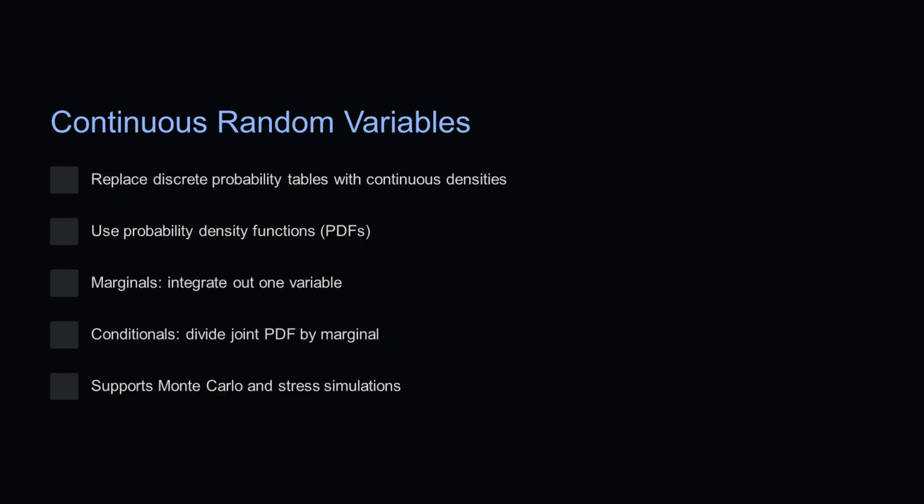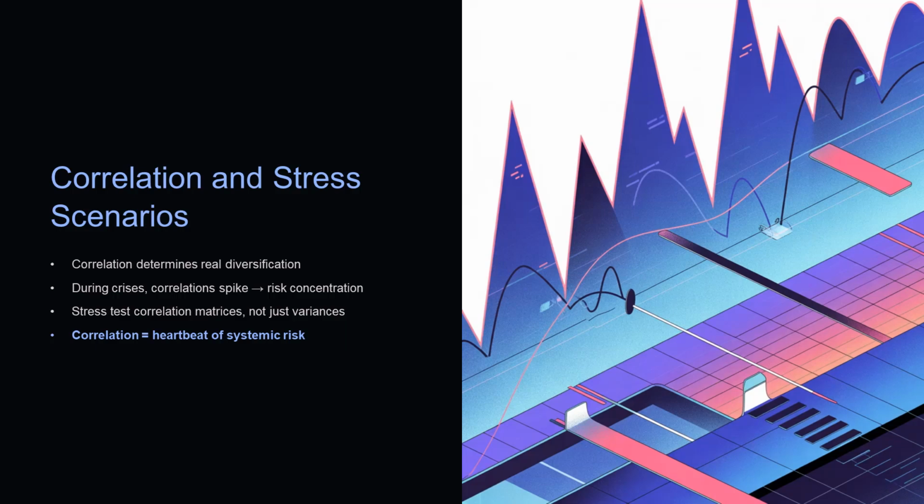Section 8. Correlation, diversification, and portfolio risk. Now let's bring this into portfolio theory. Correlation determines diversification. Low correlation between assets creates diversification benefits. High correlation erodes them. When correlations rise, as they often do during financial crises, portfolios that looked diversified suddenly become concentrated. This phenomenon explains why diversification often fails when it's needed most.